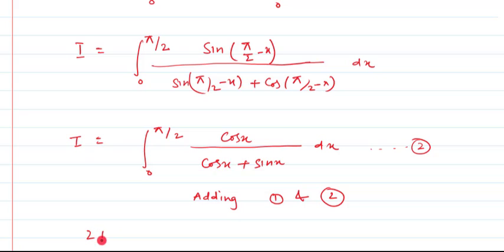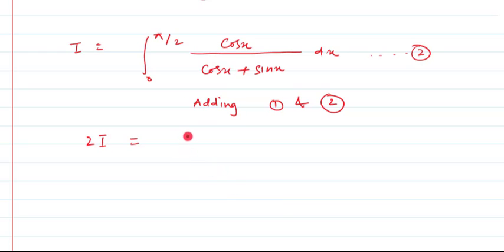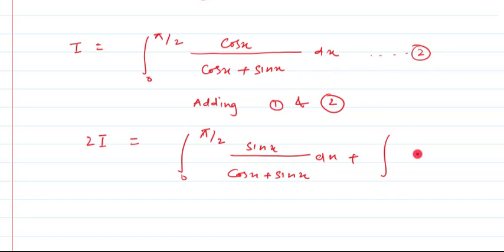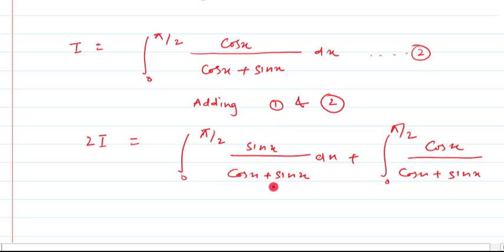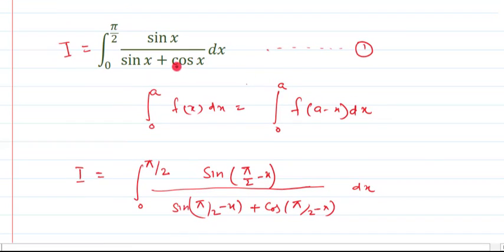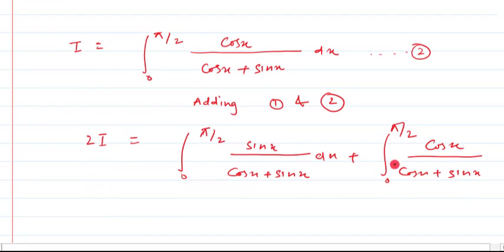To the left hand side we are having 2I, I plus I, and what will happen to RHS? It is 0 to pi by 2 sin x upon cos x plus sin x dx, and plus the second part of this term is 0 to pi by 2 cos x upon cos x plus sin x. Okay, so this I have taken from first result. This one is the first result and this I have taken from second.